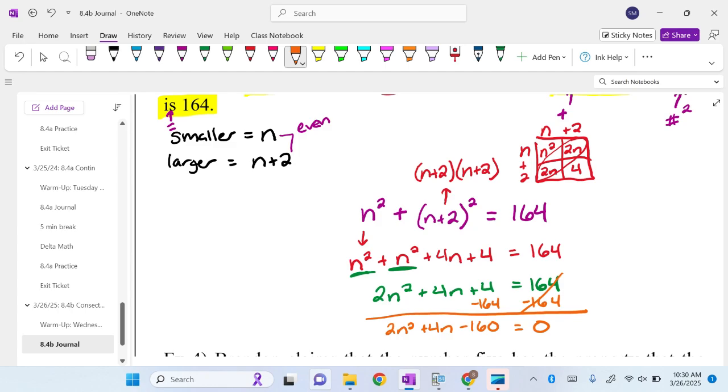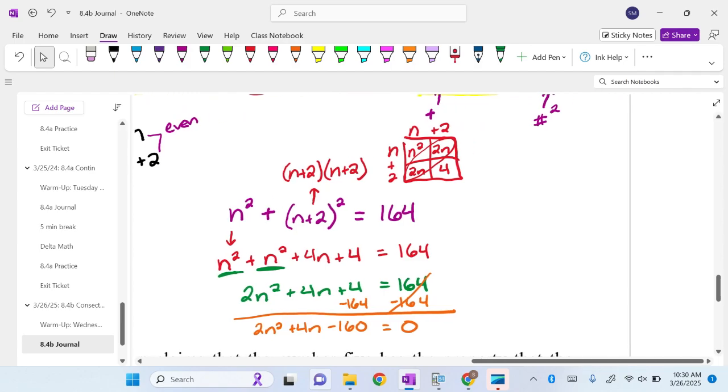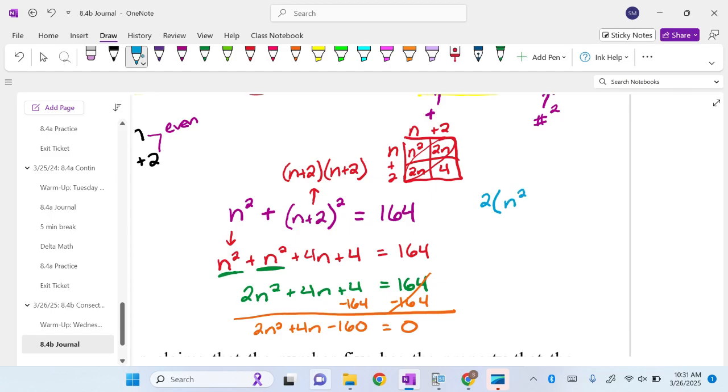Now I'm in factoring land. All right. So what's the first thing I got to look for when I factor? A GCF. Is there one? You sure? Yes, there is, and it is 2. So I'm going to factor out a 2 from this entire expression. So I'm going to divide all three terms by 2. So 2n squared divided by 2 is n squared. 4n divided by 2 is plus 2n. And negative 160 divided by 2 is negative 80. And it's all equal to 0.